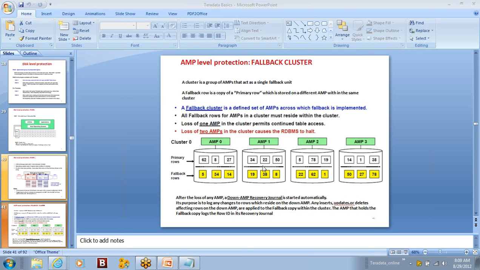So what happens with this arrangement? What is the benefit we are going to get out of this arrangement of cluster and fallbacks? Let's suppose AMP0 failed, then can I still access my data? Yes, because 62 is stored as fallback in AMP2, 8 is stored as fallback in AMP1, and 27 is stored in AMP3 as fallback. So I can still retrieve all my data out of the other AMPs within the same cluster. There is no problem for me even though one AMP failed in the cluster.